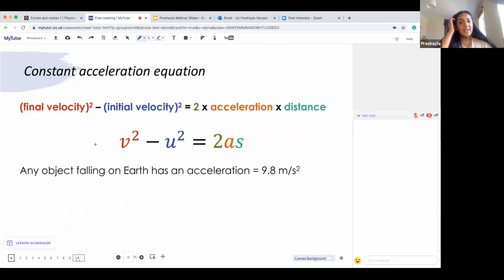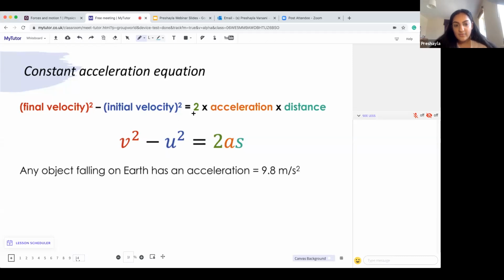Okay, finally then we have the constant acceleration equation. And this is a new equation and it's a pretty nasty equation. You can't put it into a triangle and it's got quite a lot of different terms to deal with. And what it does is it takes everything that we've learned today and puts it into one big equation. So the bit in red you can see is V. V stands for final velocity. The bit in blue is initial velocity. U means initial velocity.